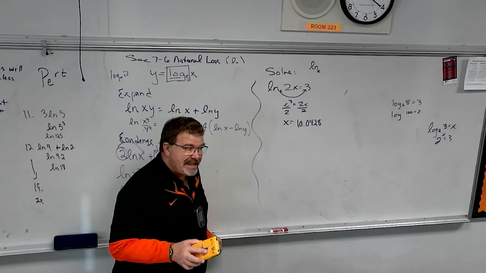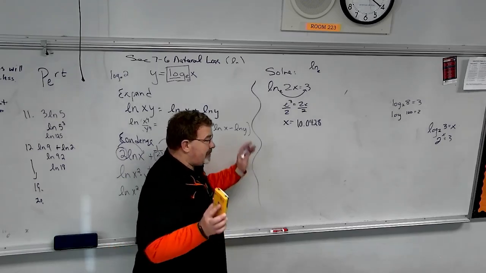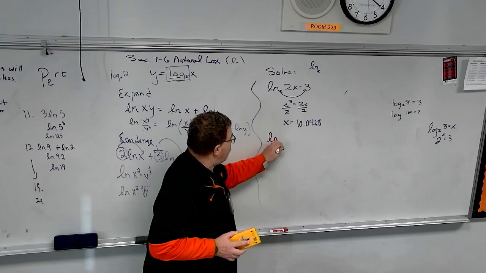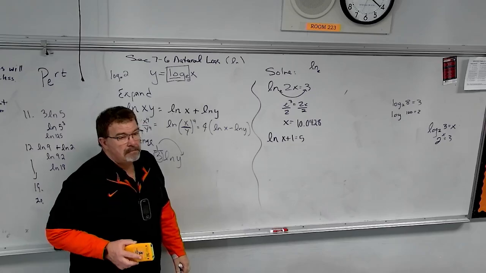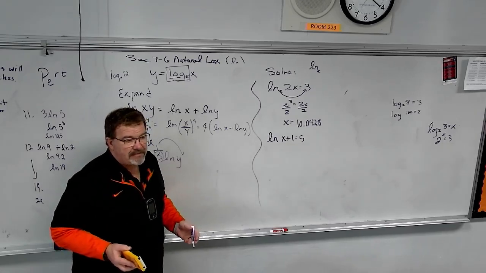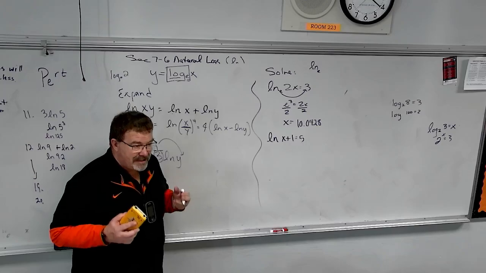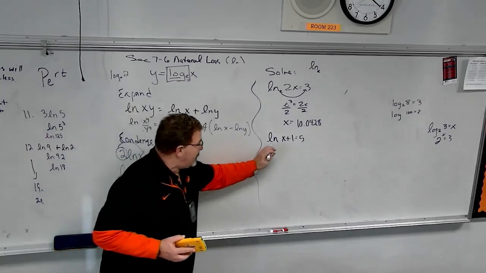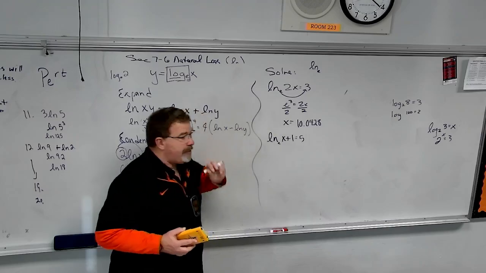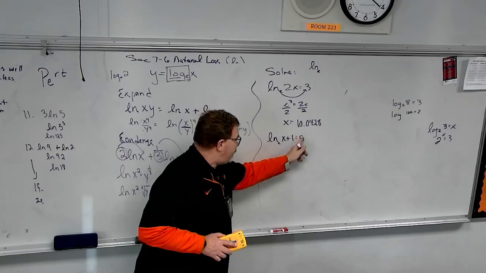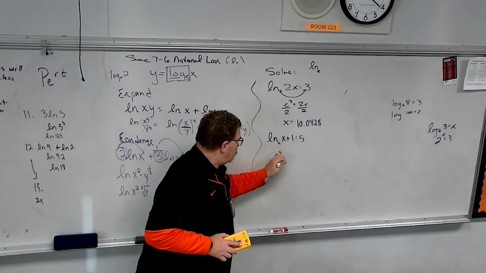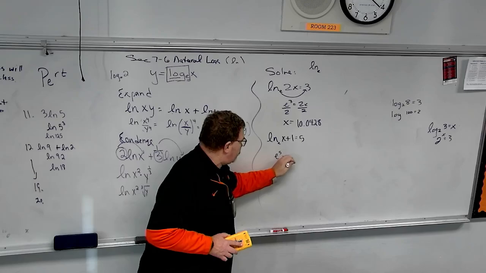Now, I want you to see kind of how easy these are. Here's another one. The natural log of x plus 1 equals 5. I want you to solve it. So since I have a natural log, I will just immediately write e there. So now, go to work. e to the 5th equals x plus 1.